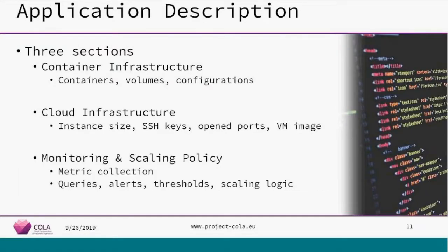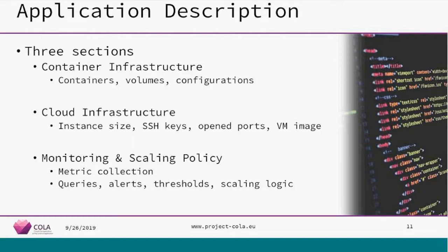There are three main sections to an ADT. The first is describing the container infrastructure, and that of course includes the containers, but can also include volumes or configurations that are a part of that. Second, to describe is the cloud infrastructure. So this is specific to the cloud service provider. What is the size of your instance or the type of your instance? Do you need to pass an SSH public key in? Do you have some firewall settings that you want to configure? And then what sort of a base virtual machine image do you want to use for this particular application? What OS do you want to be using?